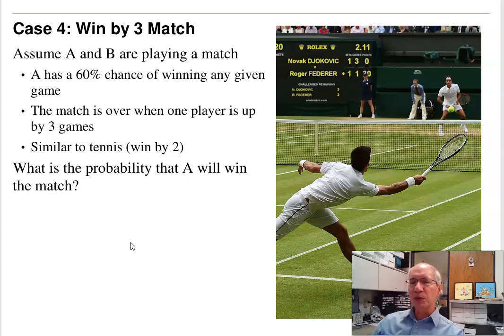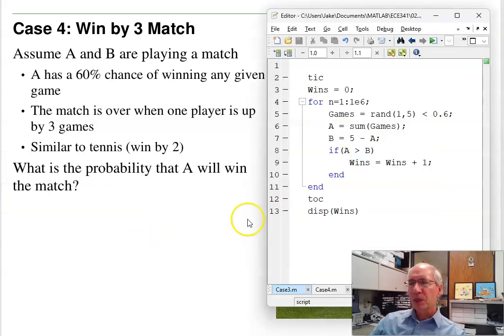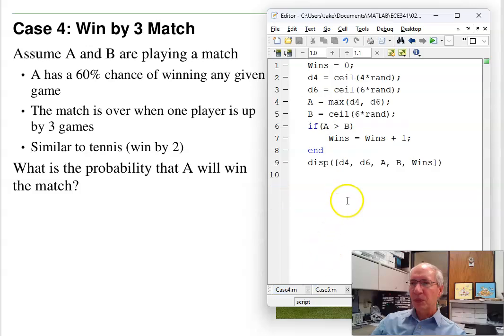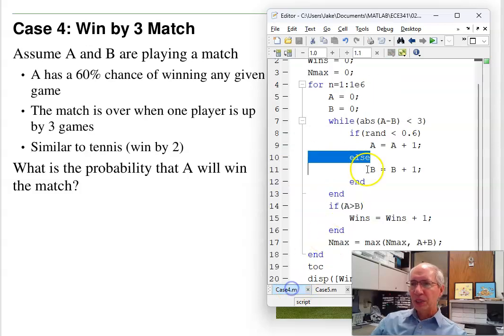That's the difference between a for loop and a while loop. A for loop is I just play a fixed number of games, like a million games in a series, or a million matches, 5 games in a series. That is a for loop. A while loop is keep playing until an event happens.